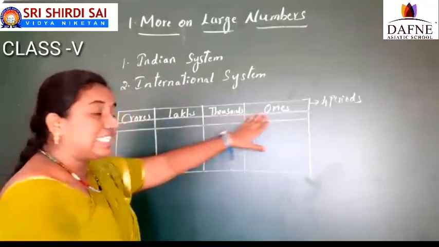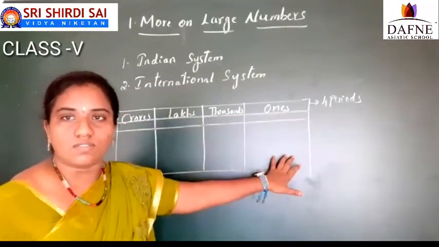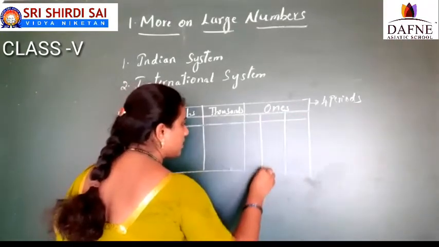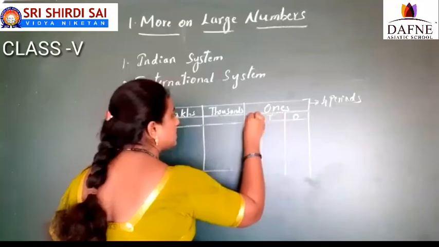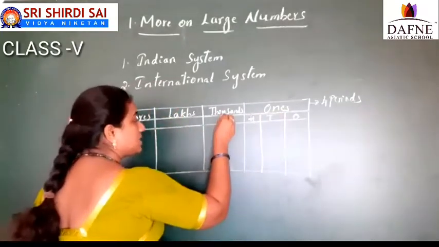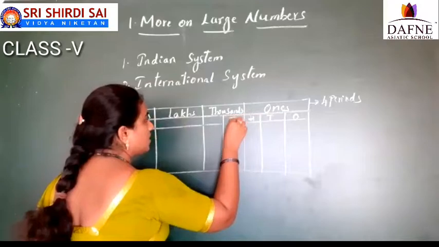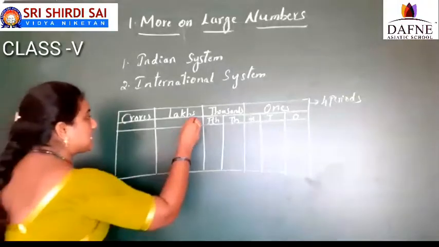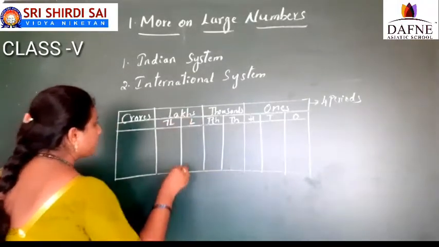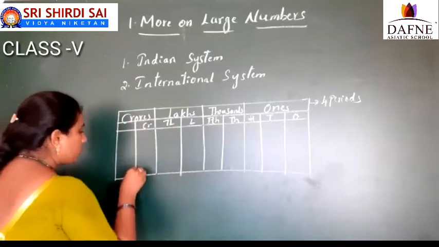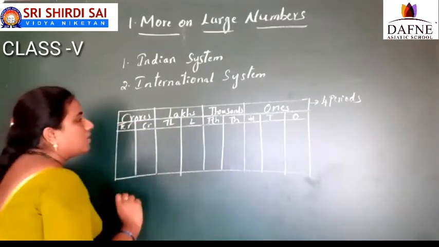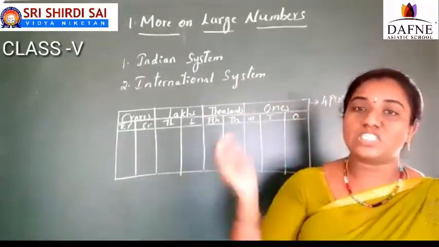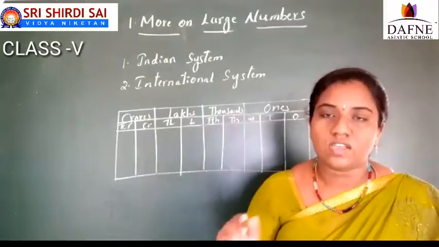Now these periods are again divided into place values. The ones period is divided into 3 place values: ones, tens, hundreds. The thousands period is divided into 2: thousands and 10,000s. The lakhs period is divided into 2: lakhs and 10 lakhs. The crores period is divided into 2: crores and 10 crores. So we have 4 periods, and each period is divided into some place values.